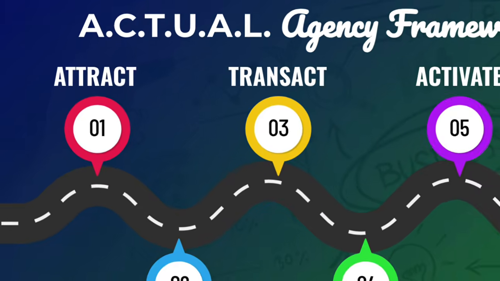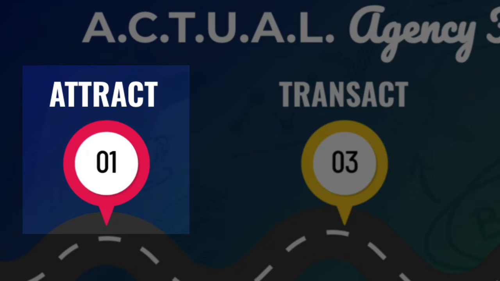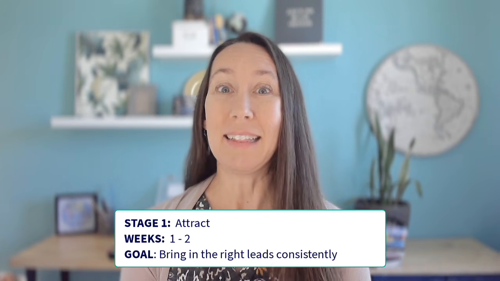Starting with the first phase, attract. This is what we tackle in the first 2 weeks. And the goal here is to help you bring in the right leads consistently. And in order to do this, there's some very specific action steps that you're going to want to handle. And you want to do all of these action steps that we're talking about today in the order that I am sharing them with you, if you want to take the easy route.